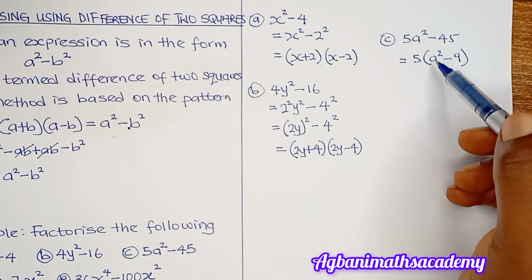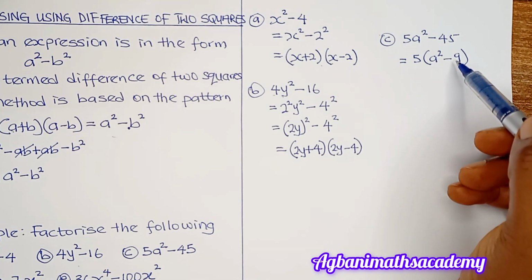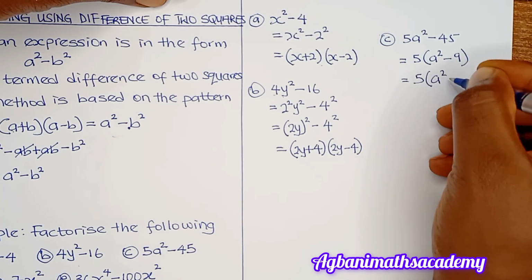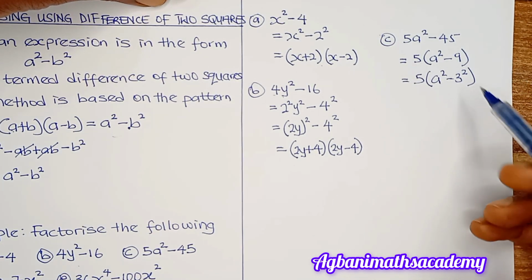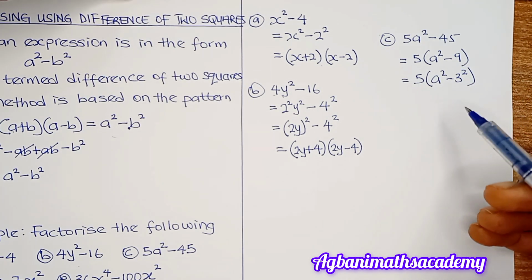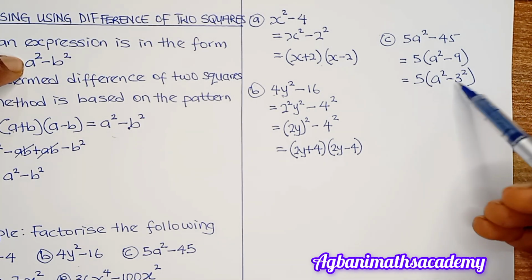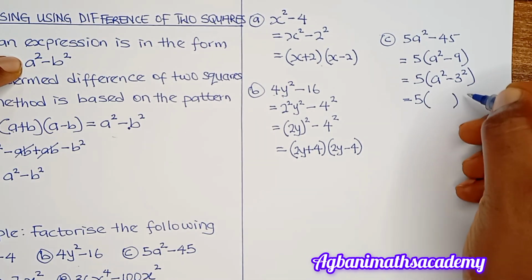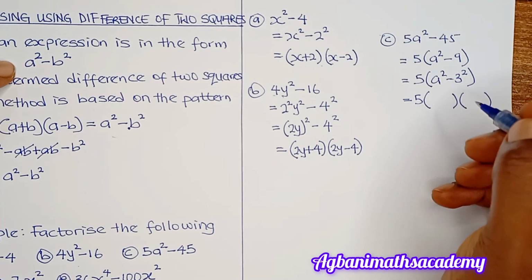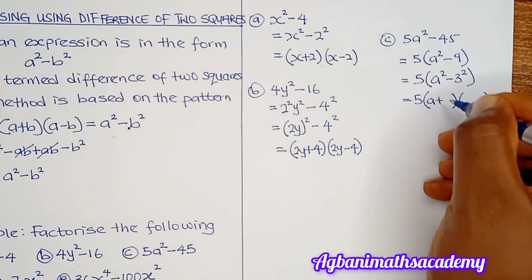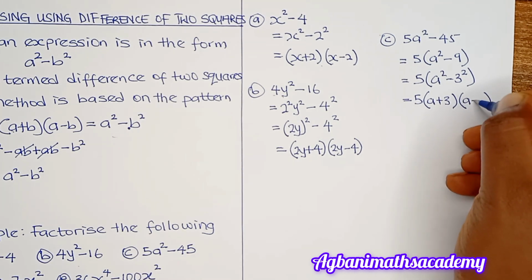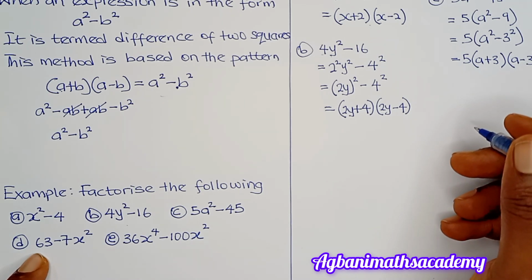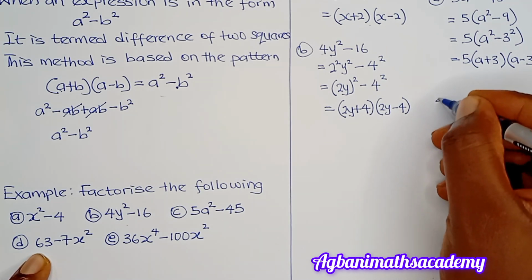Why? We observe that we have a squared and 9 can be converted to a square, in the form 5 parentheses a squared minus 3 squared, because 3 squared is the same thing as 9. So at this point, we have difference of two squares acting out here. So we can write it as 5 parentheses and another parenthesis. In the first parenthesis, we are going to put a plus 3. And in the second, we are going to put a minus 3. So I'm going to solve the fifth question, E, and I would like you to solve D at the end of the video. So I'm going to solve E.